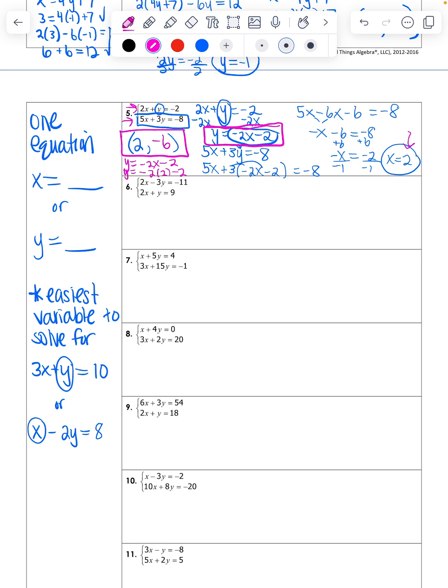Okay, so for each one of these questions, it's going to be more difficult because we have to solve for a variable first before we can begin the process. Number 6: 2x minus 3y equals negative 11. I don't like either one of those variables. But in the second equation, this one, it's super easy to solve for. Just subtract 2x from both sides. Then I get y equals negative 2x plus 9. Oops.